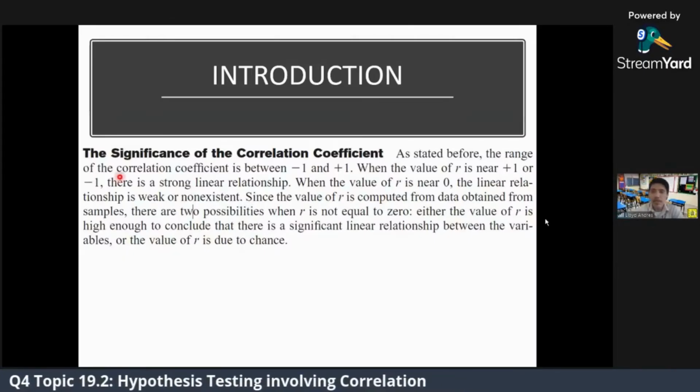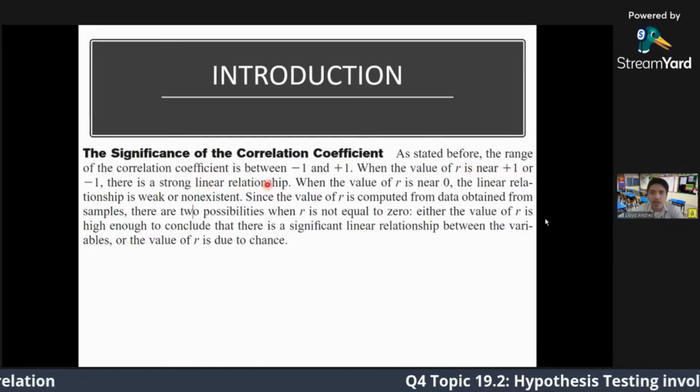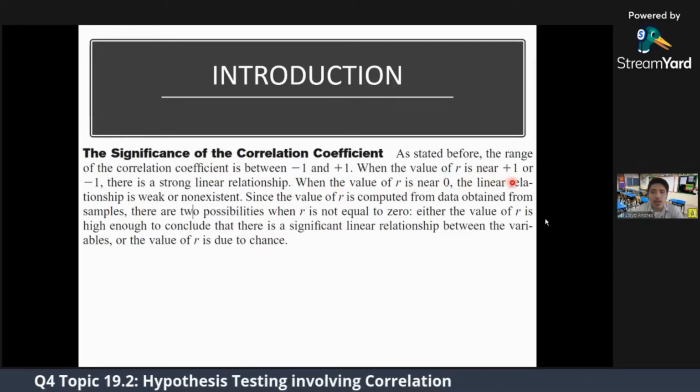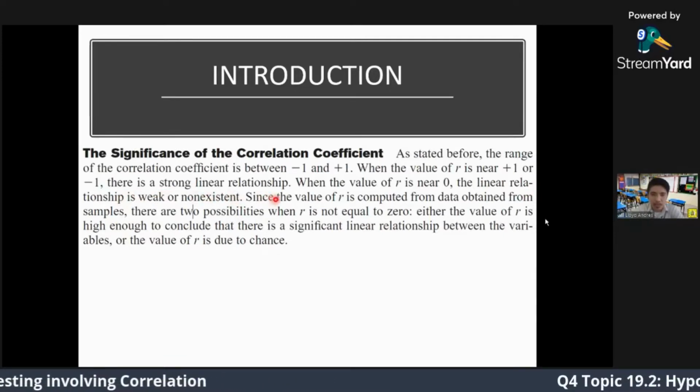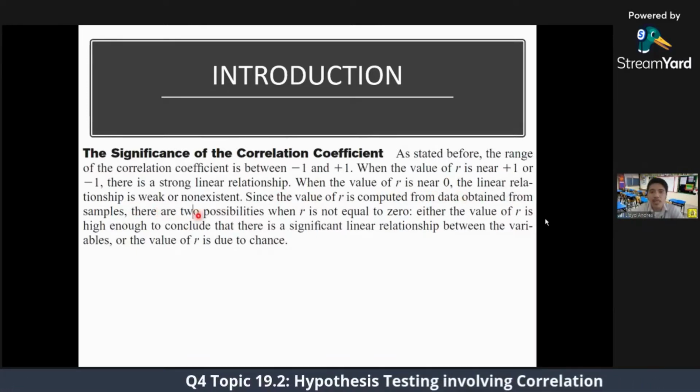The significance of the correlation coefficient. As stated before, the range of the correlation coefficient is from -1 to +1. When the value of R is near +1 or -1, then there is a strong linear relationship. When the value of R is near 0, the linear relationship is weak or non-existent.